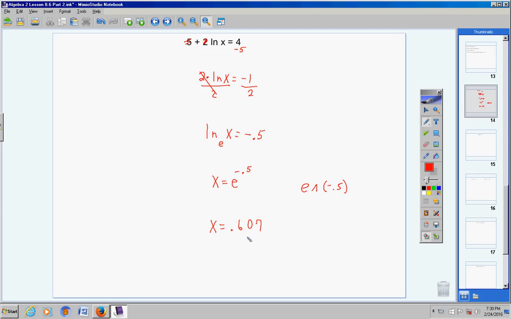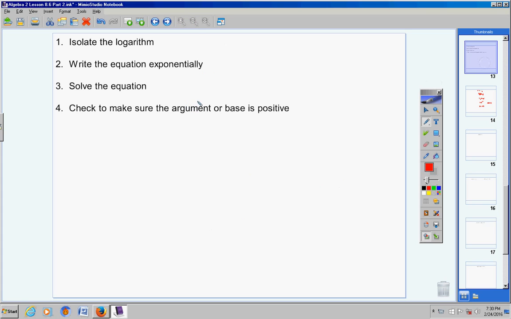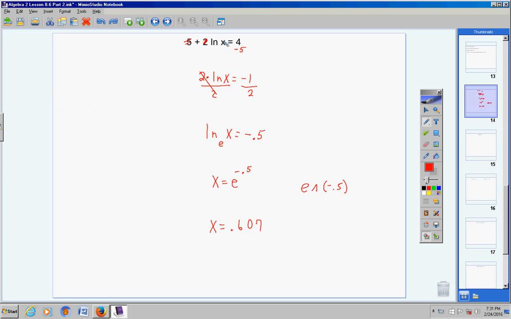Now, look at step 4, and don't ever forget to do this, please, students, because sometimes the answer is no solution. Always make sure your argument or base is positive. So go back to this problem. Notice we have x right here in the argument. If I pick up 0.607 and put it right here for x, I would have natural log of what? 0.607, correct. And that's okay, right? My argument is what? Positive, so we're good. So this answer checks.